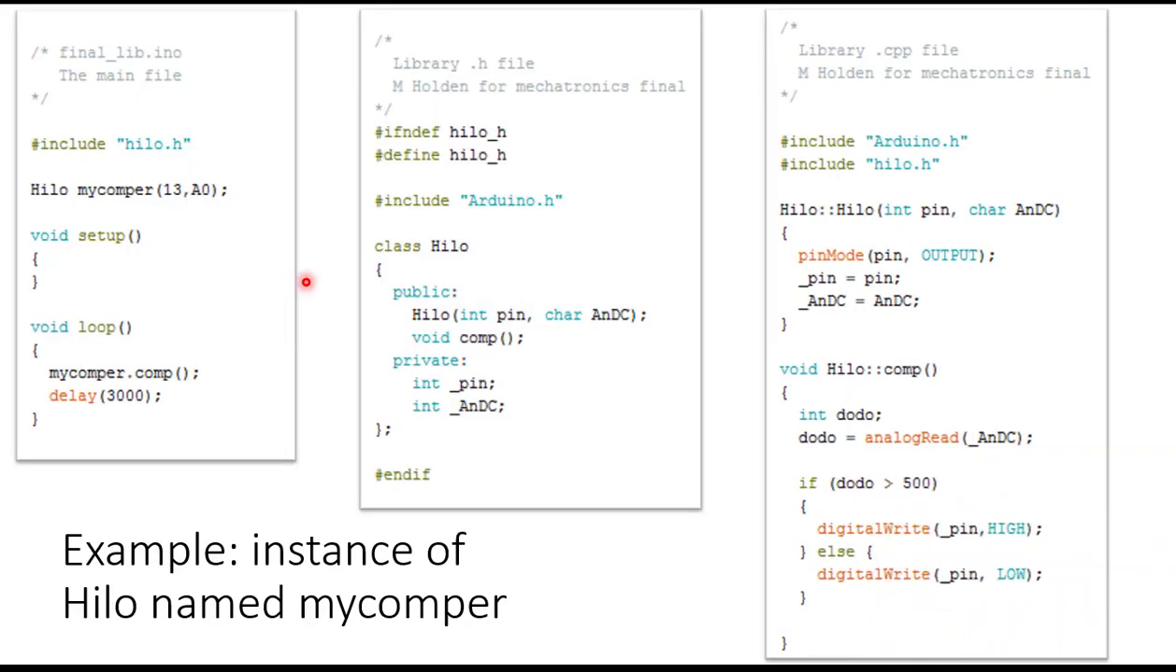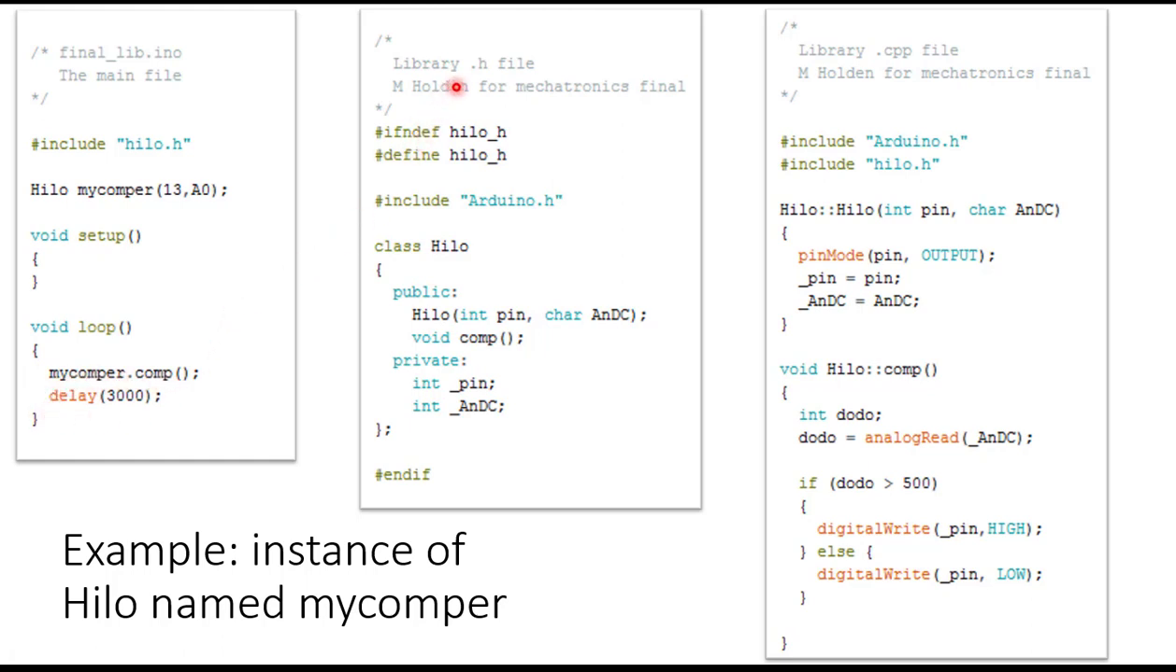Okay, so the last thing here is an example. This is from an old final exam from our class. And so over here on the left, we have the main program, that's the .ino file called final lib .ino. It includes this thing called hilo.h. So we have hilo, the name of the class, and mycomper is the instance of the class using pin 13 and A0. Because this calls the constructor, that's all the initialization, we don't need anything in setup. And the loop just calls one of the functions in the class and delay.